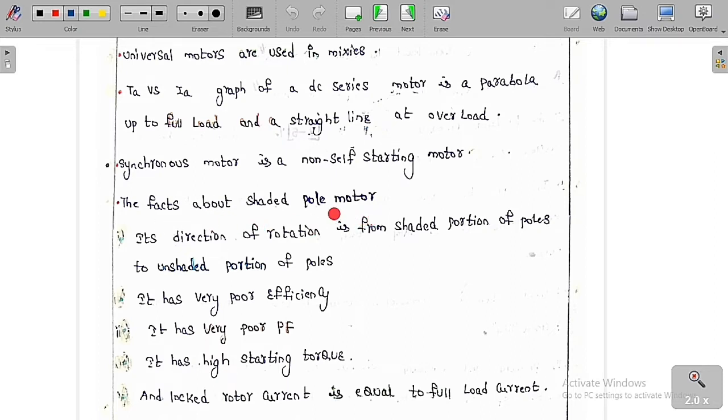The shaded pole motor's direction of rotation is always from the unshaded portion of the poles to the shaded portion of the poles. I have already told you this point. Its efficiency is very, very poor. It has a very low power factor.